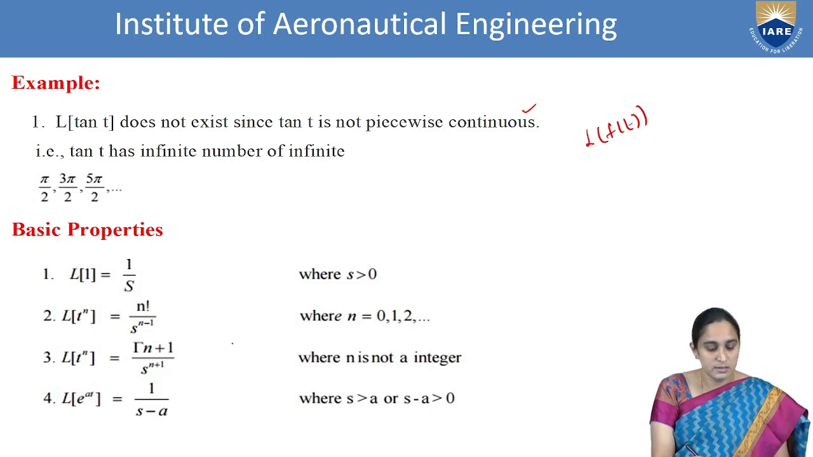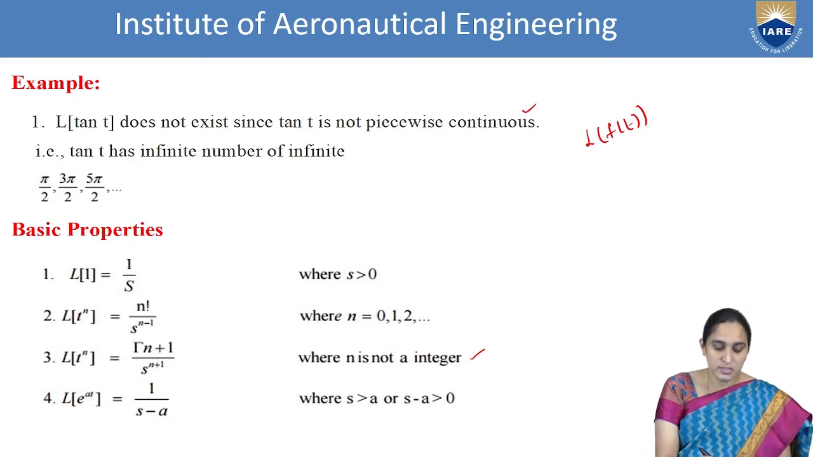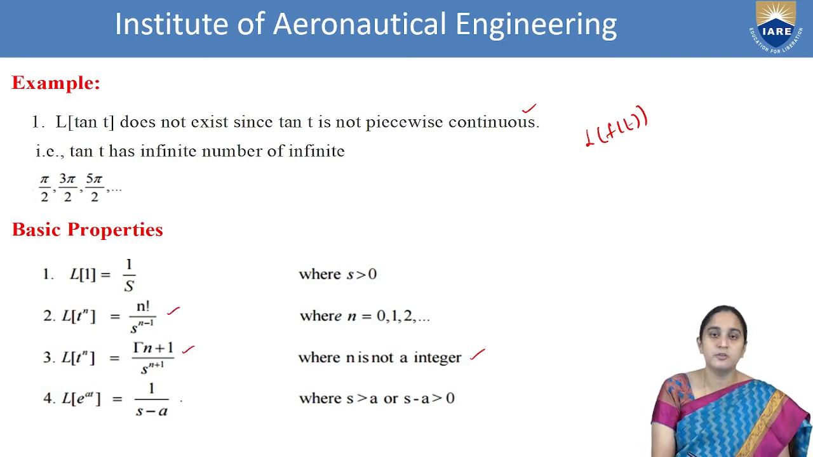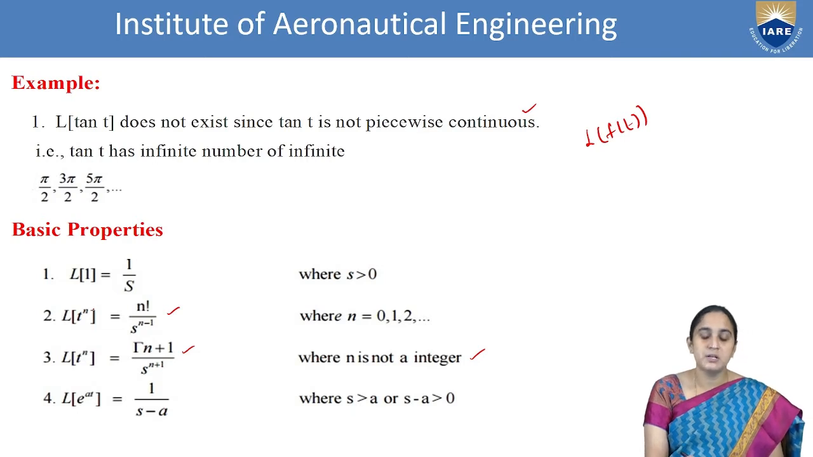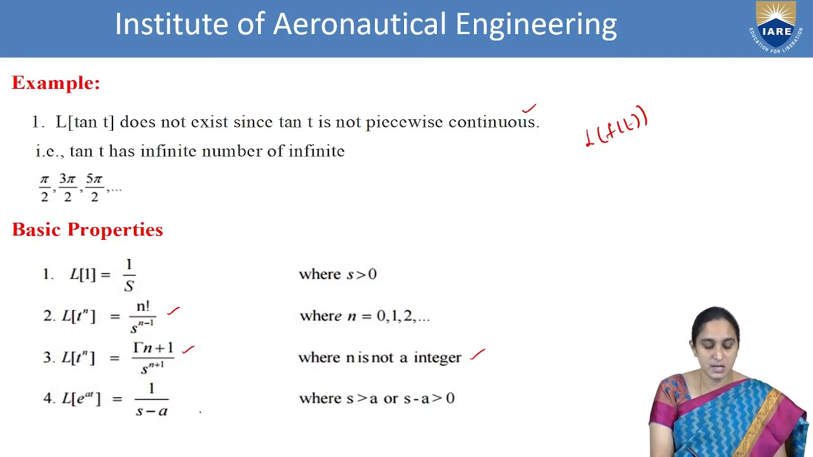Then the third formula: Laplace of t power n is equal to gamma of n plus 1 by s power n plus 1, where n is not an integer. Here, observe the second and third formulas. One formula of the Laplace of t power n is n factorial by s power n plus 1, and the other one is gamma of n plus 1 by s power n plus 1. And the fourth formula here, Laplace of e power at.